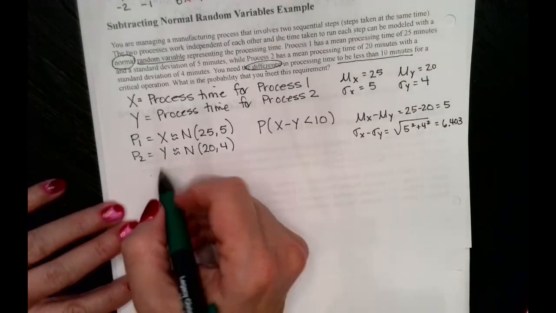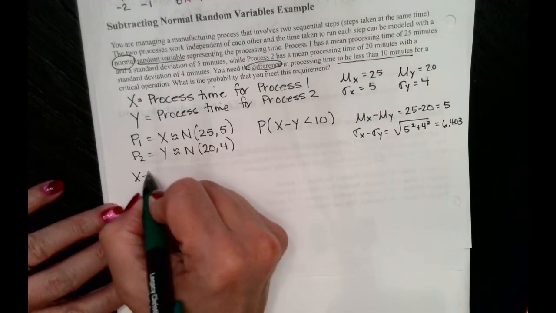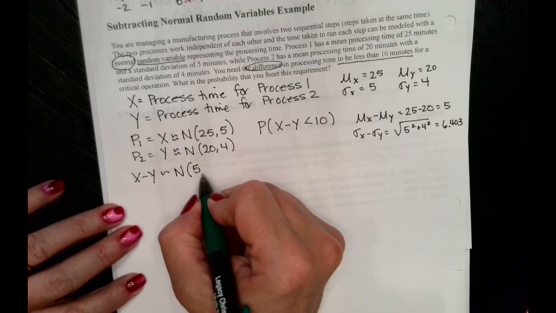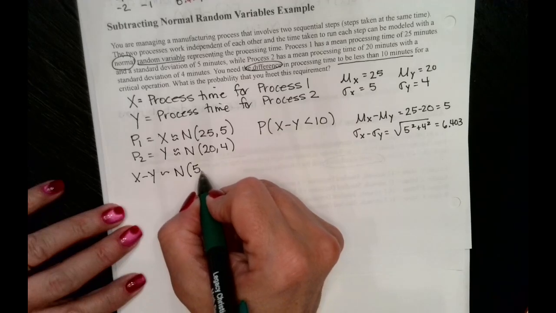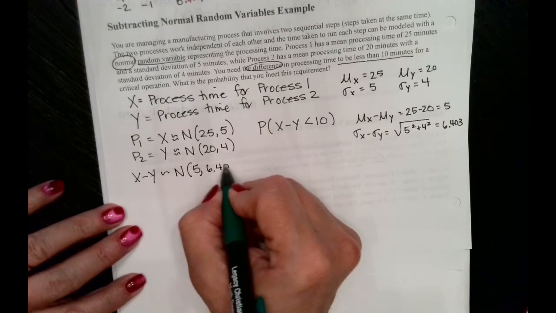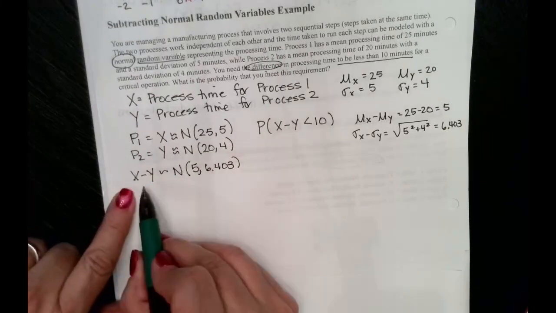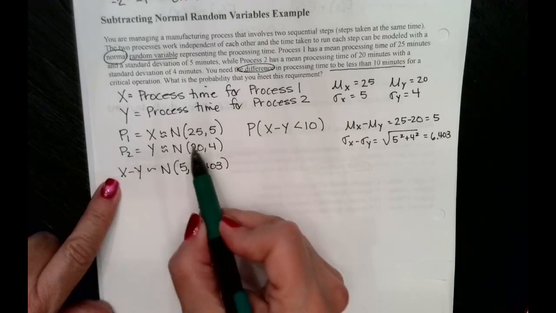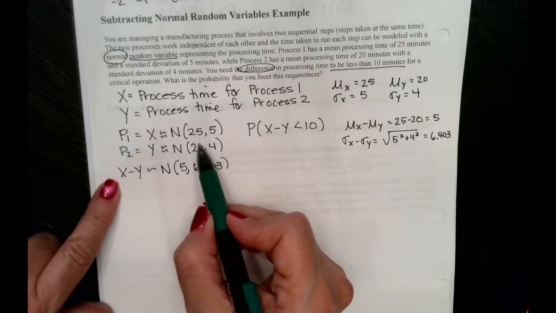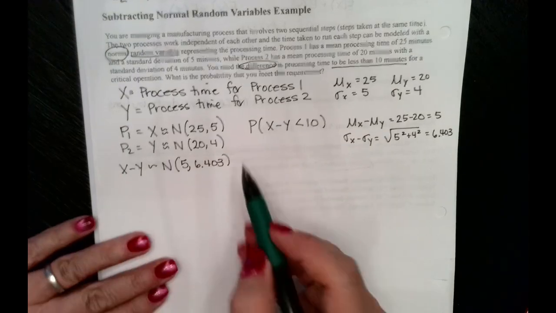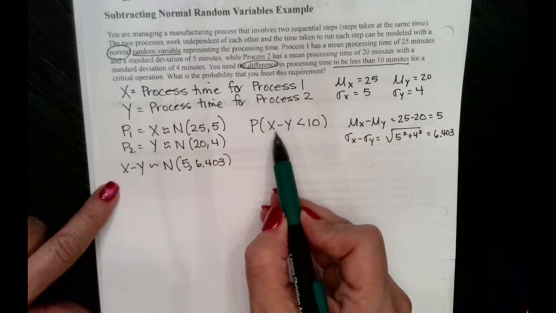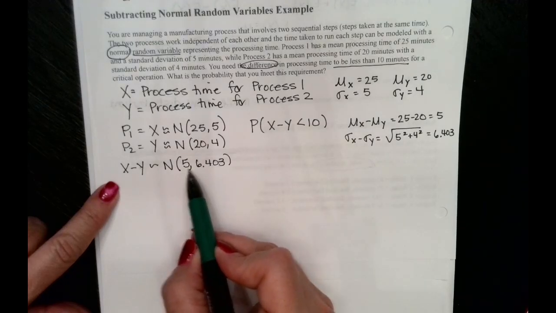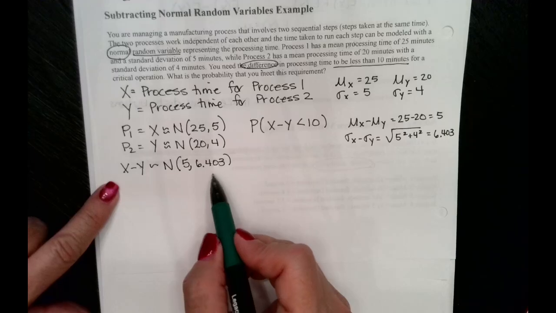Okay, so now I can rewrite this because what I have here is X minus Y is approximately normal. And now I have a mean of 5 and a standard deviation of 6.403. Now, remember, this is my difference. It's not the mean of both of these. It's the difference of X minus Y. So it's not like I added these up here, and that's why it's not 45. It's the difference. So if I'm looking for this probability of X minus Y, and I know that my mean of X minus Y is 5, and my standard deviation is this, I can find my z-score.